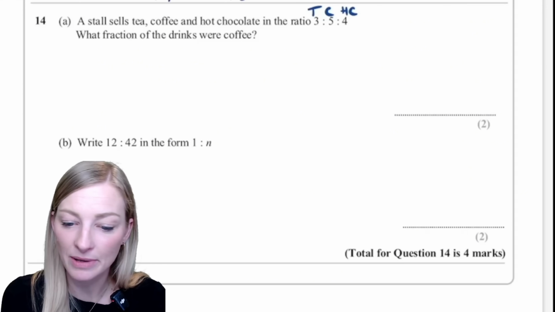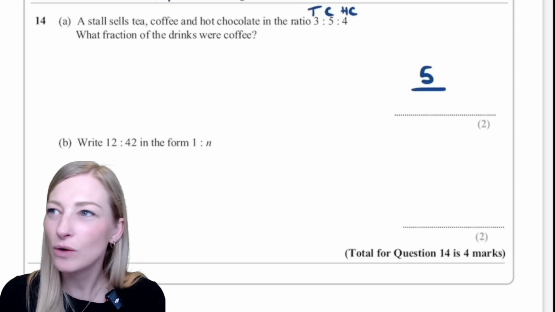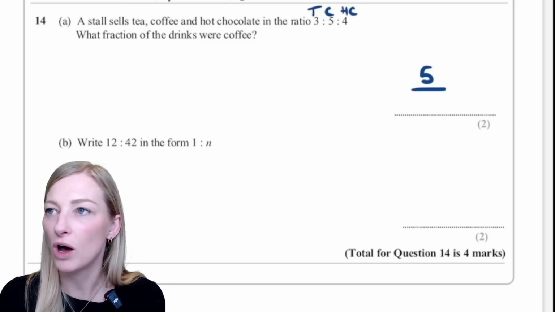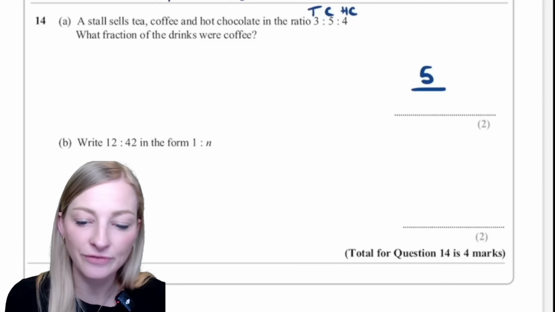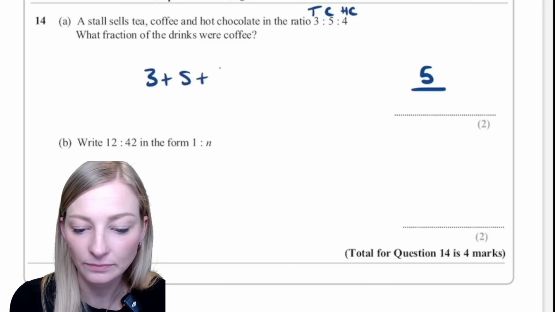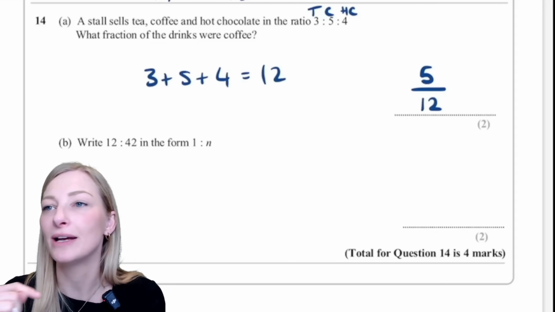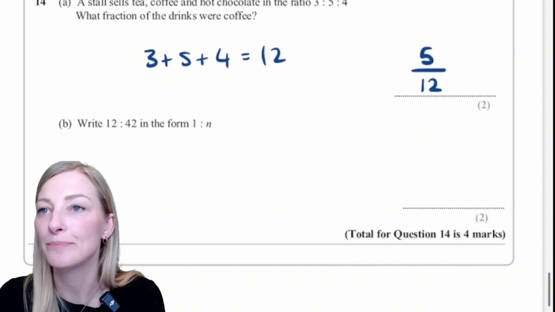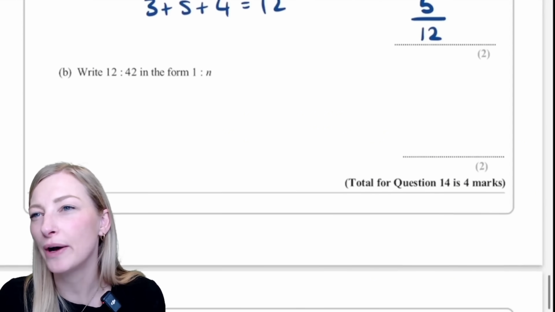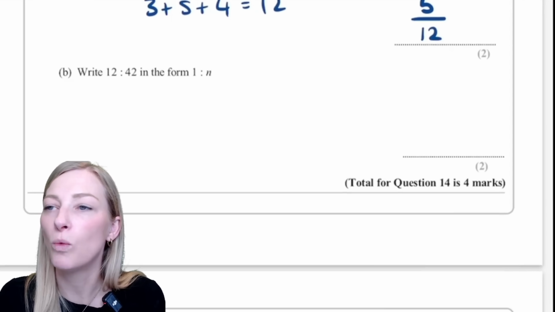That's our middle number there. So 5 out of how many parts there were altogether. 3 add 5 add 4 is 12. So 5 out of 12, 1 mark for the numerator, 1 mark for the denominator there. Part B, write 12 to 42 in the form 1 to n.